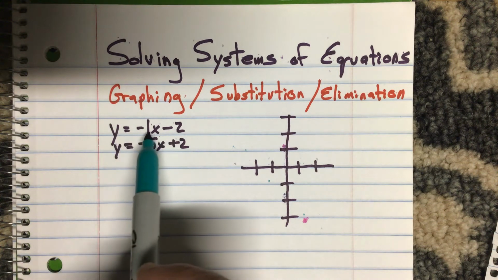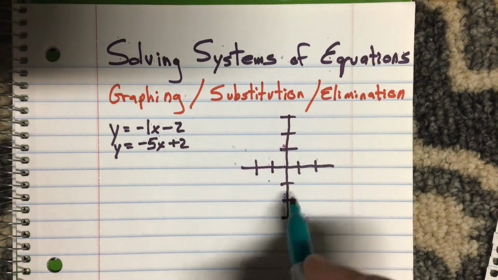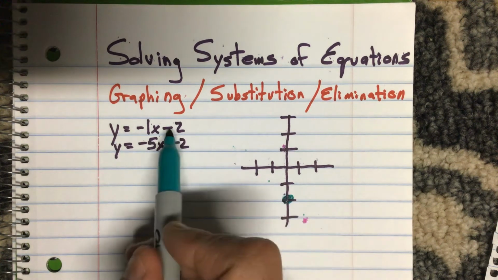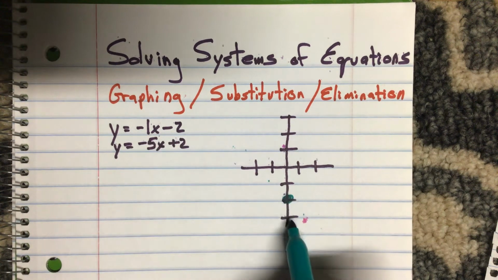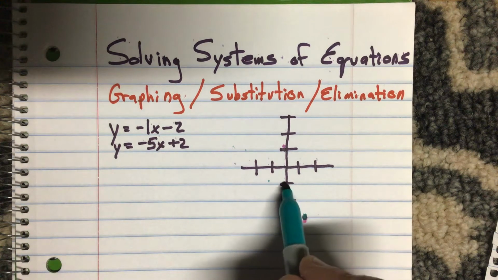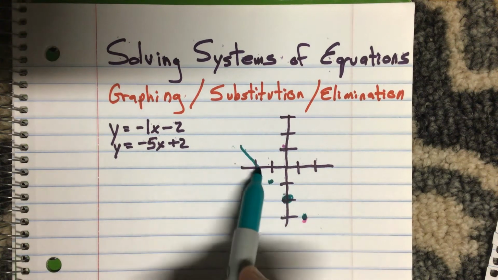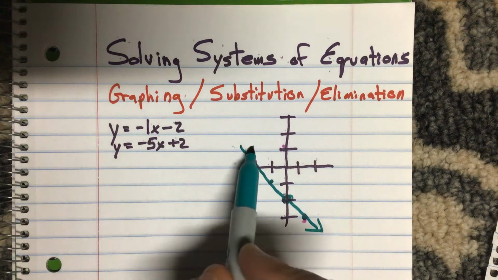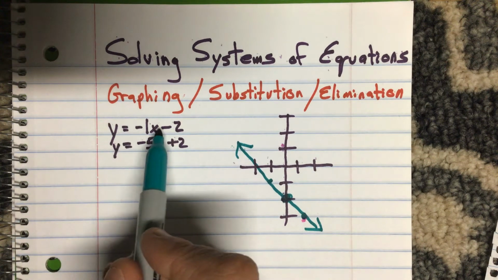So this is y equals mx plus b. We start with -2, my y-intercept. Slope is -1, so down 1 over 1, up 1 over 1. So the graph looks like this. That's this function right here.